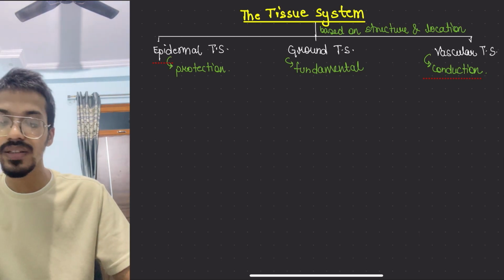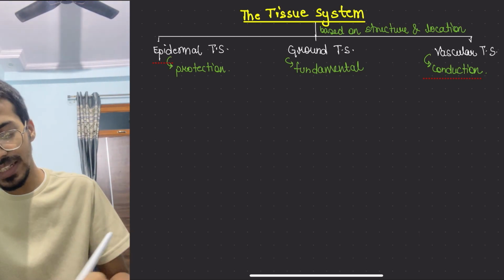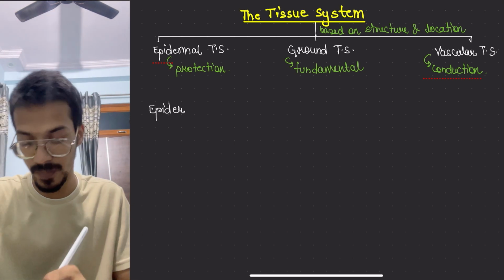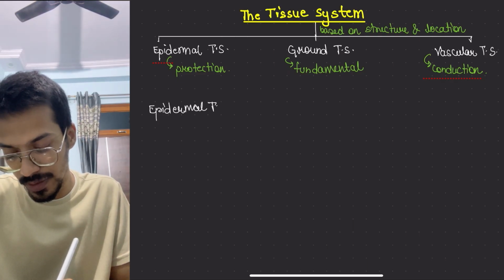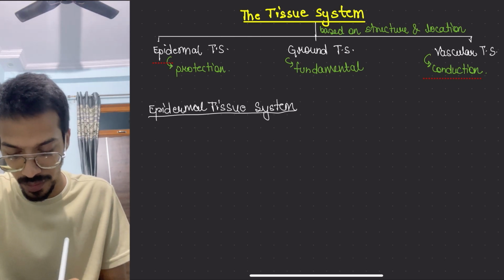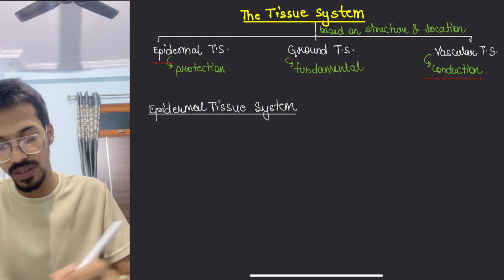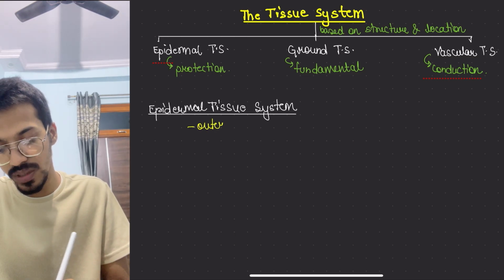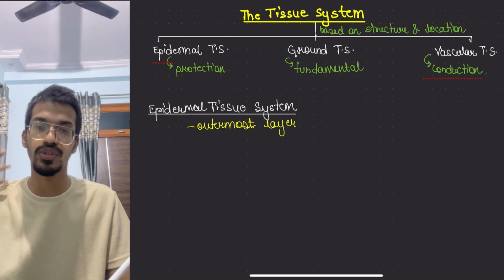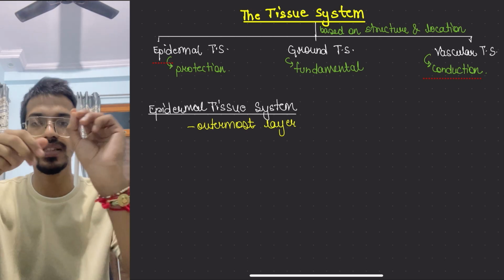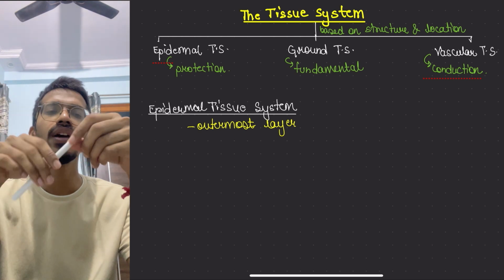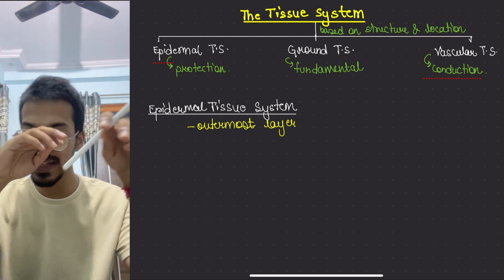Moving on, one by one we're going to deal with them, starting with the epidermal tissue system. Now the first point is that it is the outermost layer, or forms the outermost structure of the plant body. If this is the plant, the outer white color thing you are seeing is actually the epidermis. When you open it, other things will come up. Everything has this.